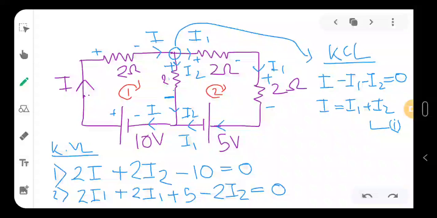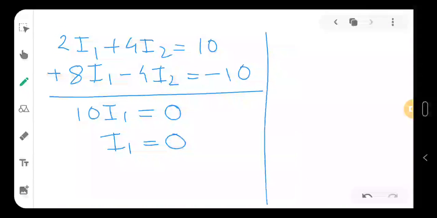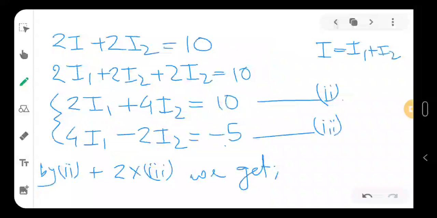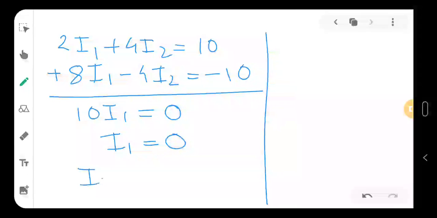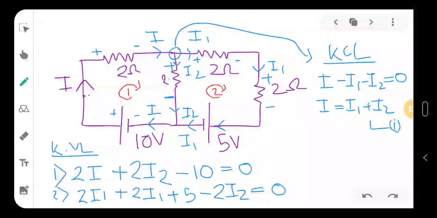Now see one thing carefully. If I find it for let's say I2, so I got I1 equal to 0. So if I put it here, I will get I2 is equal to 10 by 4, right? So I2 will be 10 by 4. So that is how much? 2.5 it will come.